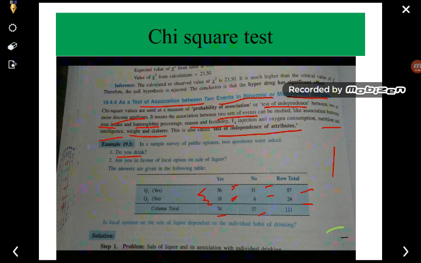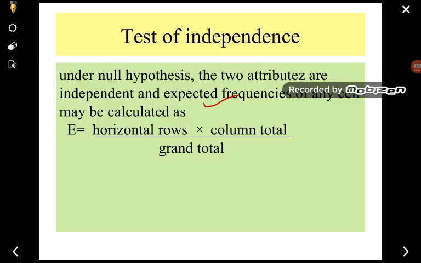So coming to the next table. Now, how to find the expected frequency? The observed value is already given. We have to find out the expected frequency. The formula for that is column total into horizontal row total divided by the grand total.